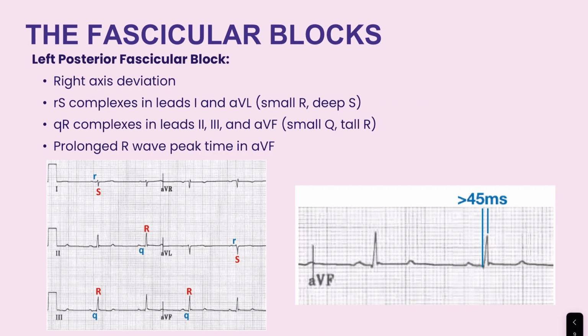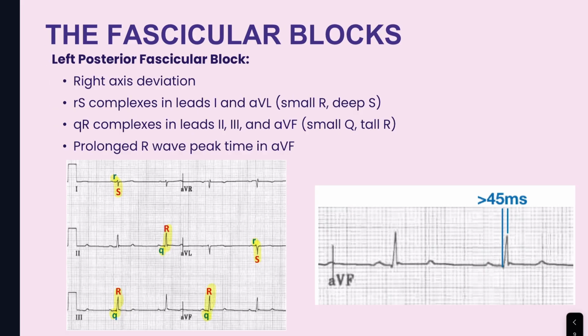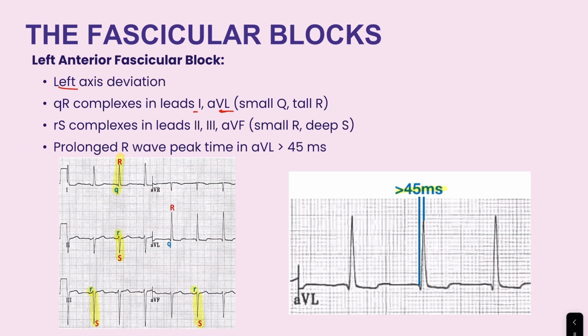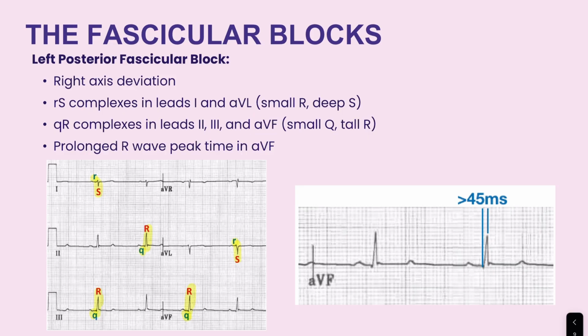Your left posterior fascicular block, you're going to have a right axis deviation. You're going to have a little r and then an S complex in lead 1 and AVL, small r, deep S complex. And you have QR complexes in leads 2, 3, and AVF, small q, tall r. So these are kind of the reverse of one another, right? And then our prolonged R peak wave time in AVF.